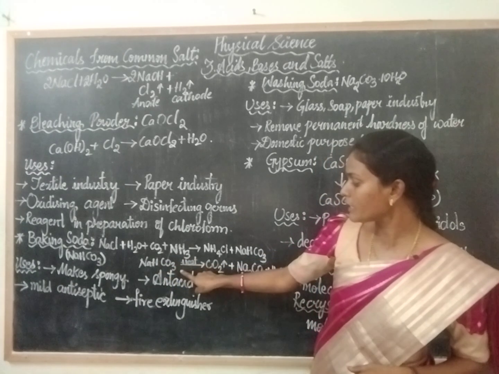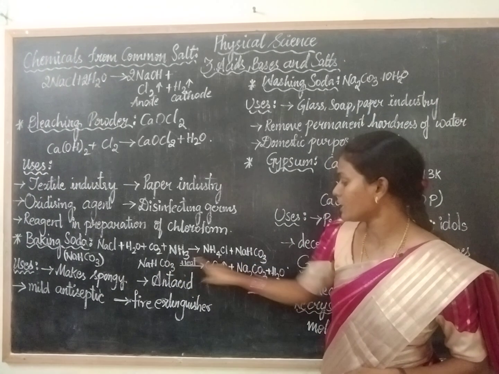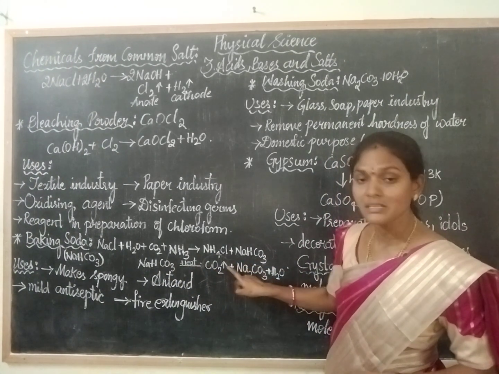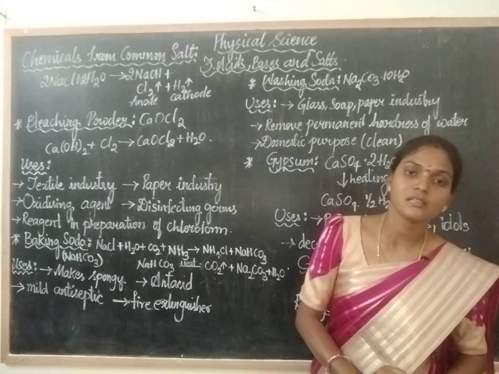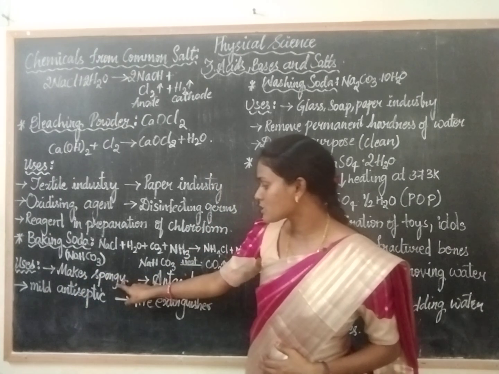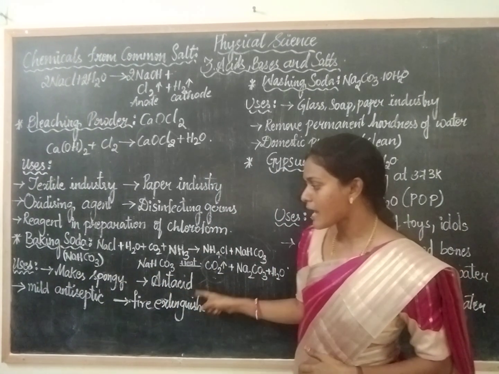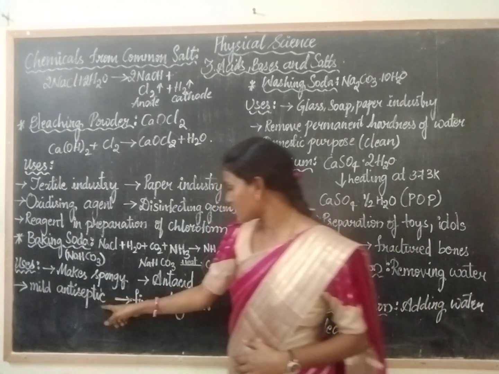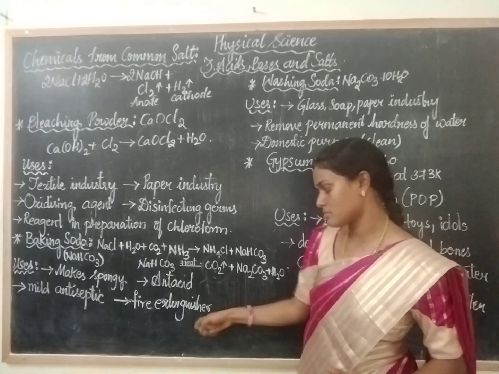Sodium hydrogen carbonate, when we produce some heat, releases carbon dioxide gas. This carbon dioxide gas is necessary for the puffiness. Where we can see uses, it makes the sponginess. It is used as an antacid. It is used as a mild antiseptic, and it is also used in fire extinguishers.